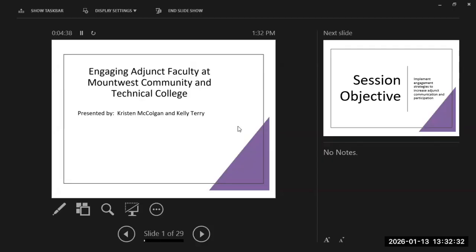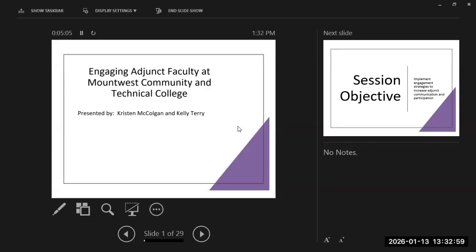So I think some of it's not going to be real surprising to you. But I do hope that together we can come up with some ideas as to which ways we might be able to better improve not only our communication with adjuncts, but their overall engagement with the programs that they're involved in, and more widespread with college and institutional activities.